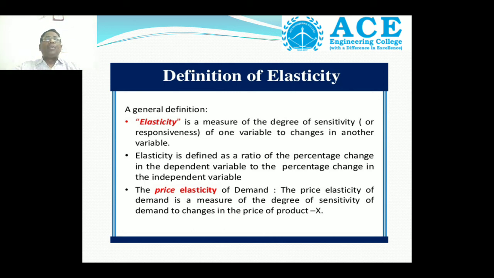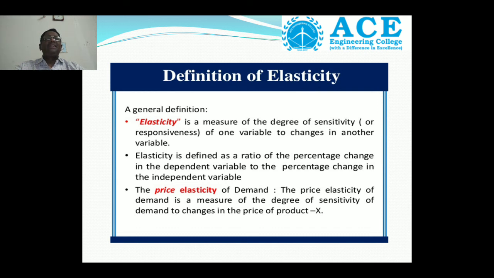We should know the meaning of dependent variable and independent variable. In the demand function, what have we written? Dx equals f of P, P naught, Y, T. P means price, P naught means price of other commodities, Y means income, T means taste and habits. These are all independent variables.